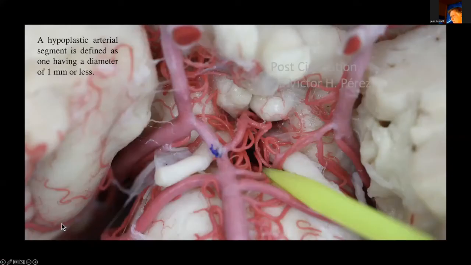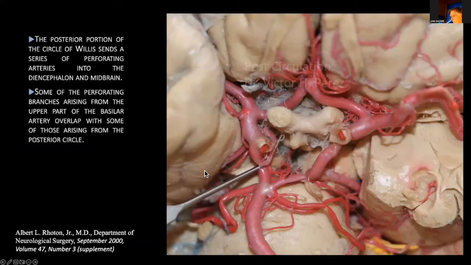A hypoplastic arterial segment, mainly in the circle of Willis, is defined as one having a diameter of 1 millimeter or less. So these small arteries are less than 1 millimeter, so they are called hypoplastic arteries. The posterior portion of the circle of Willis sends a series of perforating arteries into the diencephalon and midbrain. Some of the perforating branches arising from the upper part of the basilar artery overlap with some of those arising from the posterior circle.